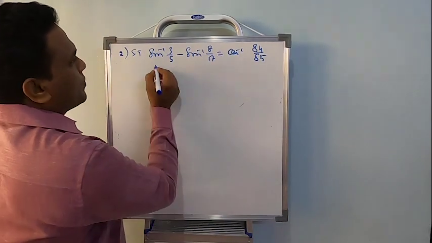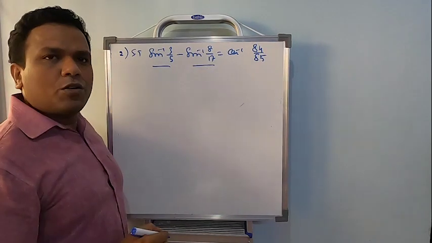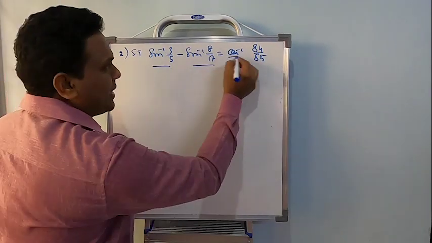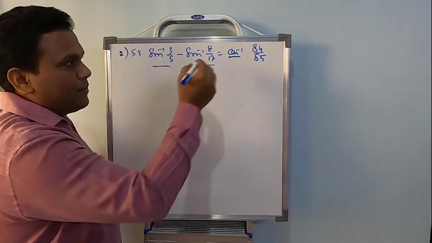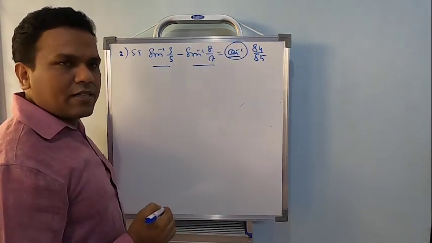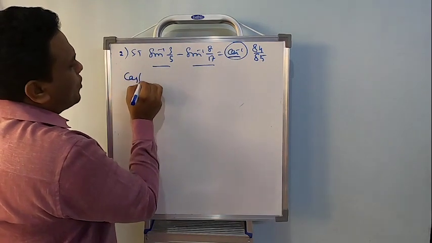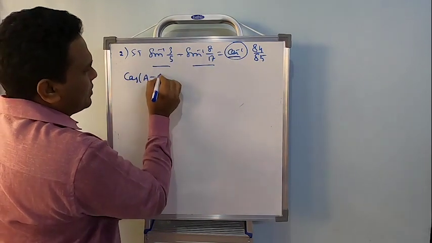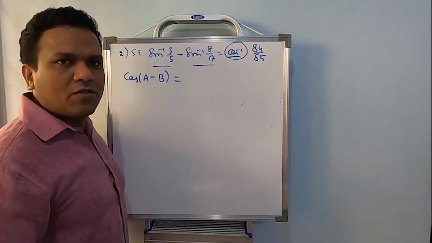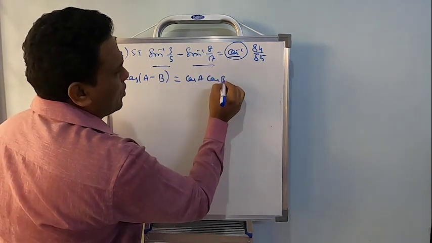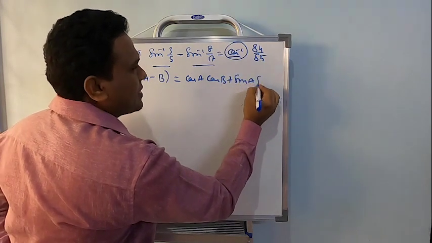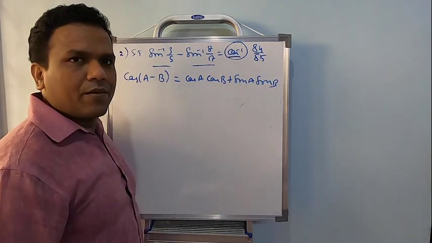Okay, now you have to observe carefully. The left hand side two terms are in terms of sine inverse. The right hand side is in terms of cos inverse. So what I will do here, I will see my required answer is in terms of cos inverse, right? I will take the help of cos of A minus B, since we have a minus here. What is the formula of cos of A minus B? Cos A cos B plus sin A sin B. That is the hint. Okay.